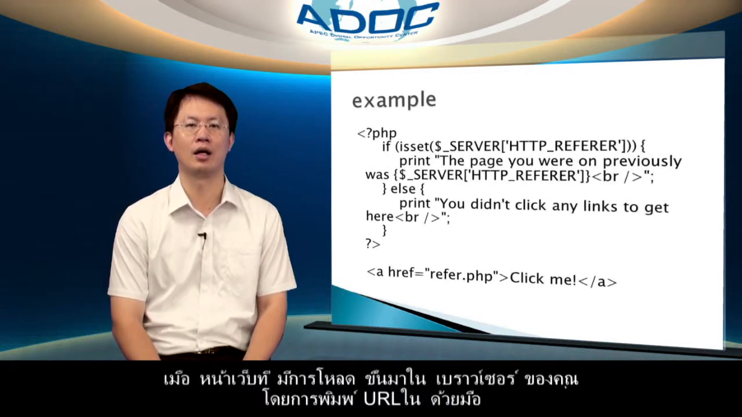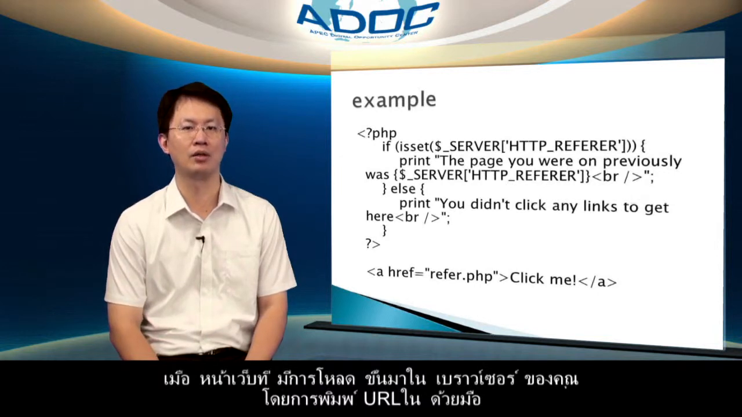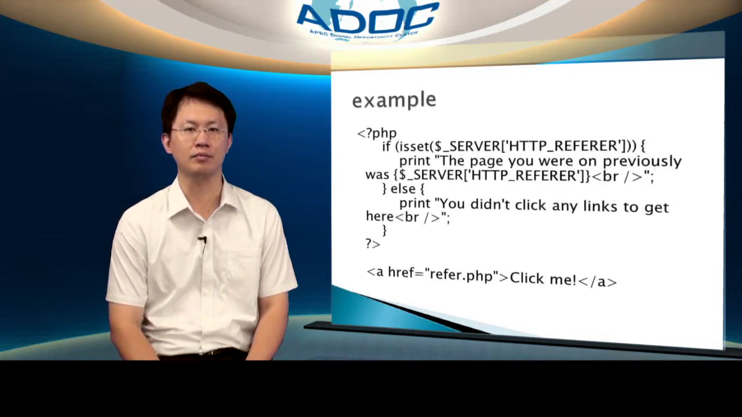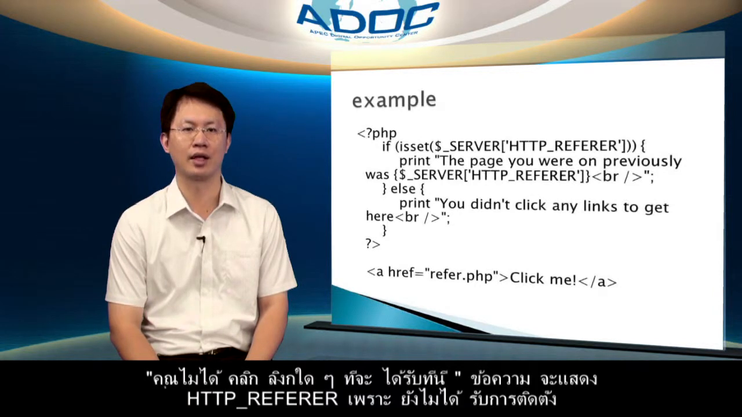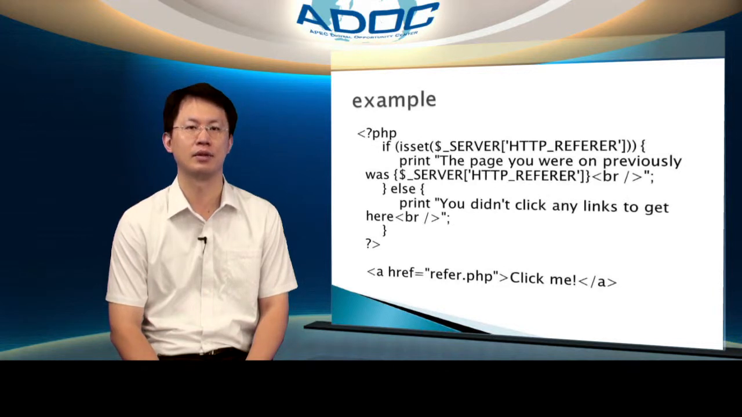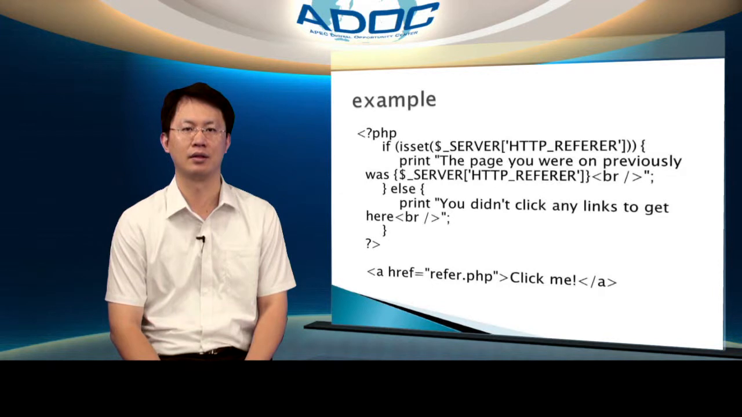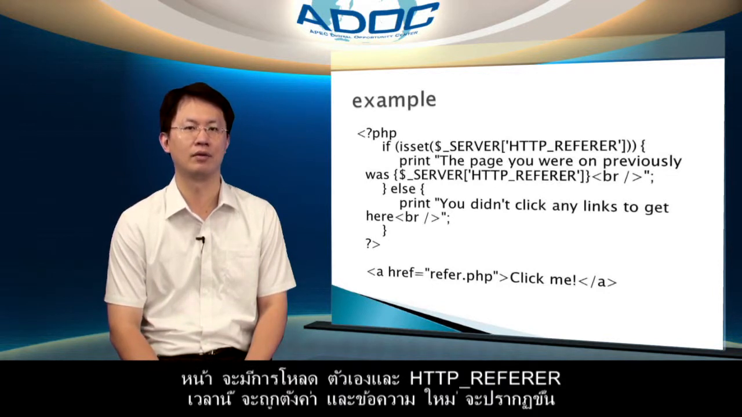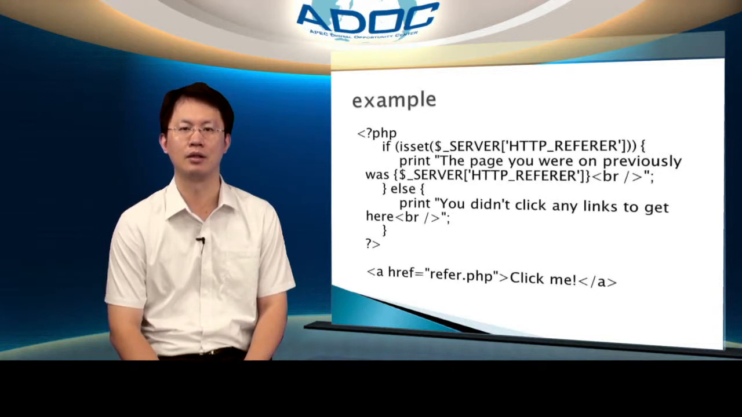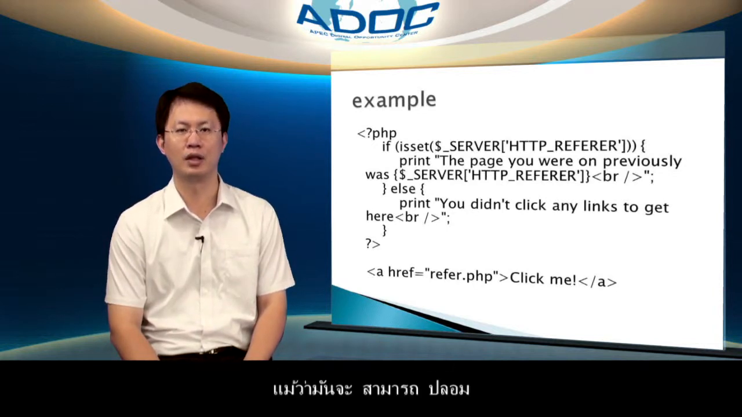When that page is loaded up in your browser by typing the URL in by hand, so that you didn't click any links to get there, text is shown because HTTP referrer has not been set. However, once the page is loaded and you click the Click Me link, the page will reload itself, and this time HTTP referrer will be set and the new message should appear, although it can be spoofed.